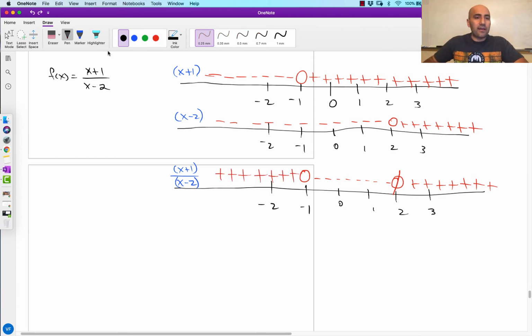So this breaks this down into three zones. There's a zone to the left of -1, and there's a zone to the right of +2. And in those zones, my function is going to be positive. And then there will be this middle zone between -1 and +2, where my function is going to be negative.